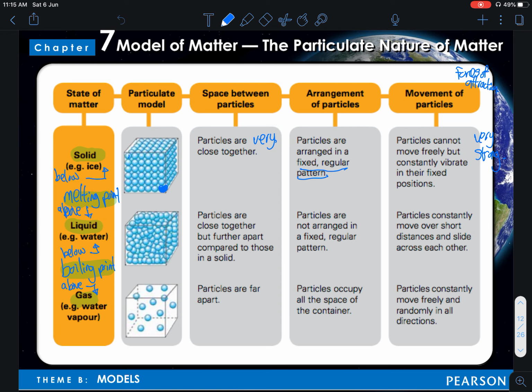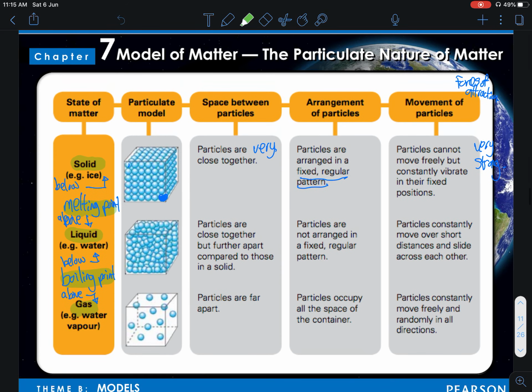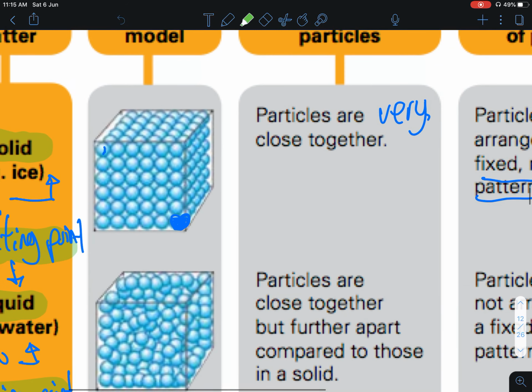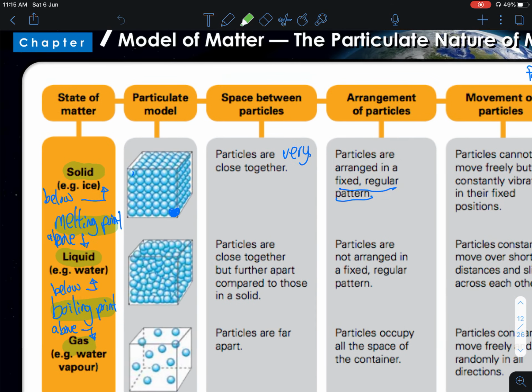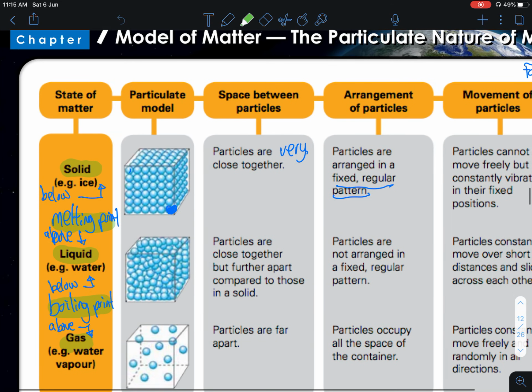In a solid state, the particles are very close together. What we mean by how close is close: they are arranged side by side with each other, as we can see. And as they are arranged side by side, you would see that they are arranged in a very fixed and regular pattern. Fixed means that the particles do not move from this highlighted green area to other areas. The same particles will stay there consistently throughout the whole state of matter.